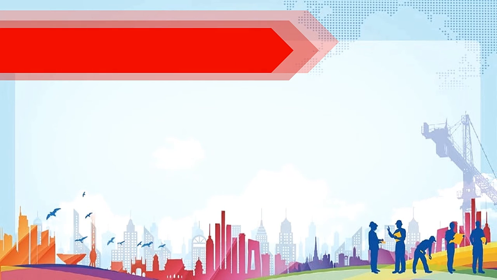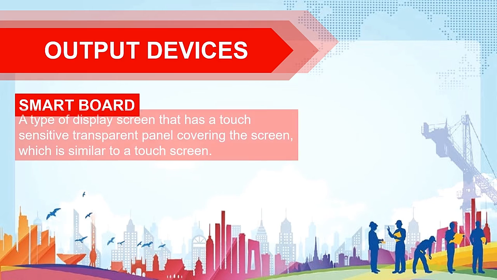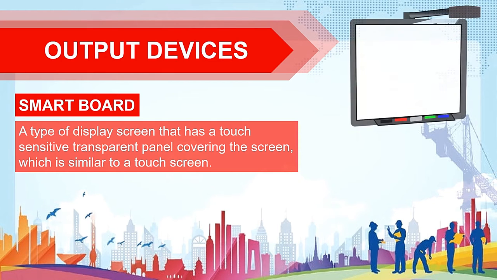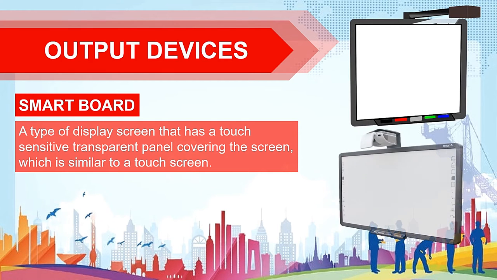Next in line is the smart board, a type of display screen that has an attached sensitive transparent panel covering the screen, which is similar to a touch screen.